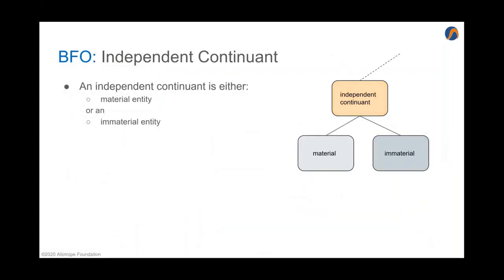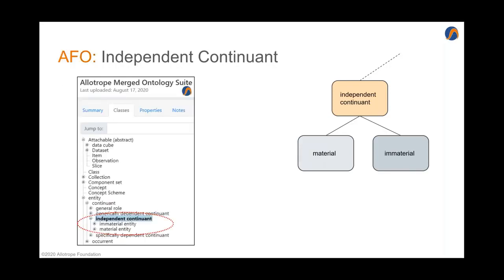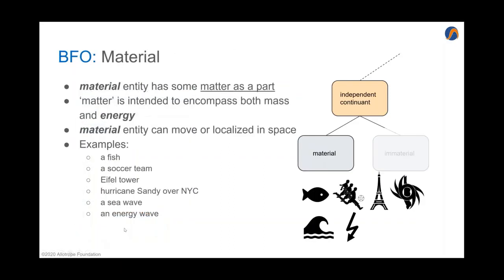And last, let's talk a little bit about independent continuum, that can be material entity or immaterial entity. So let's focus on material entity. As you can see, independent continuum is divided into immaterial entity and material entity. So material entity has some matter as a part. Matter is intended to encompass both mass and energy. It includes energy. Material entity can move or localize in space.